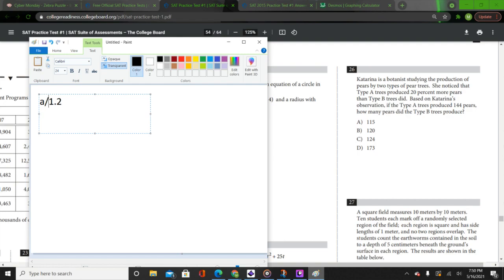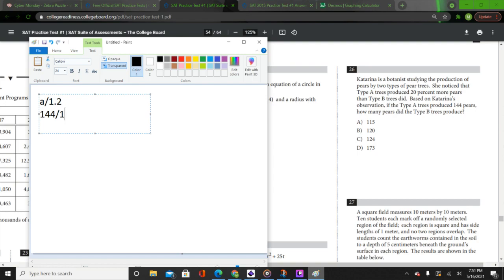That's a mistake. The type A trees produced 20% more pears than type B trees did. So yeah, I had to divide by 1.2, 1.2 to the power of -1. And that'll get us the type B trees, right? So, yeah, I fell into my own mistake. I do apologize for that.